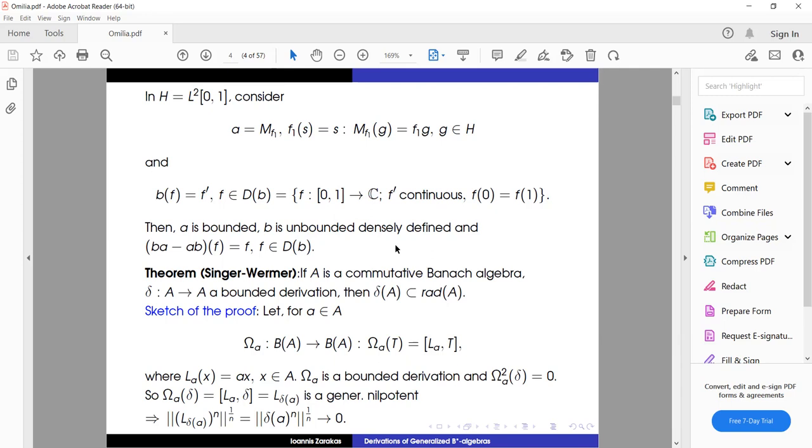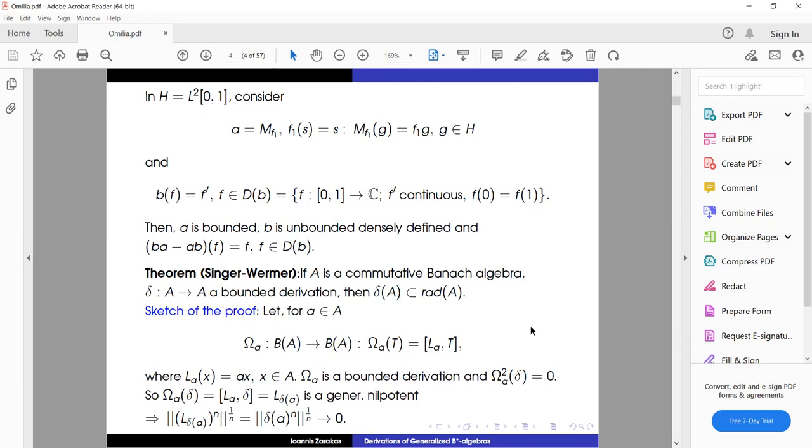I will briefly make a revision of famous results concerning derivations in Banach algebras and C-star algebras, because I would like them to be the impetus to the continuation of my presentation to the C-star algebra setting.